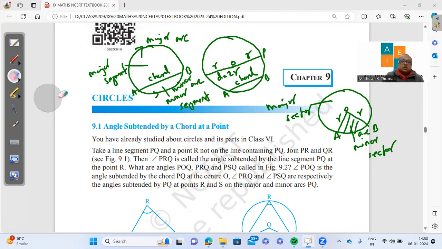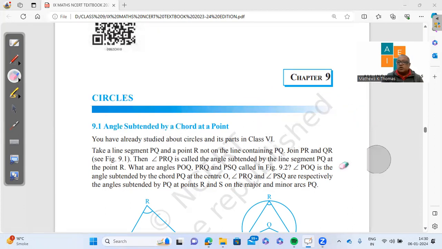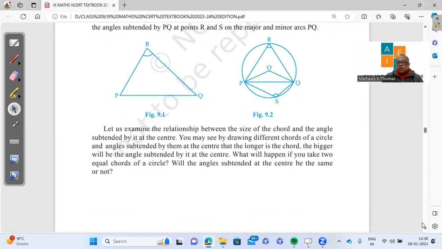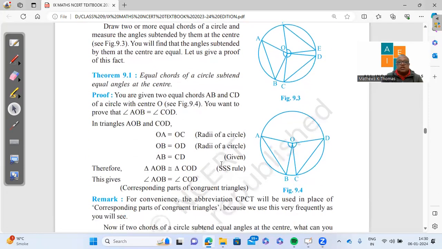So this is the introduction of the chapter. You can have fill in the blanks or 1 mark questions based on segment, sector, chord, diameter, arc, etc. Now we go to the first theorem, that is, equal chords subtend equal angles at the center. AB and CD are equal chords. The question is, they subtend equal angles at the center.